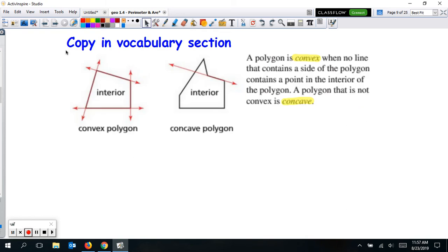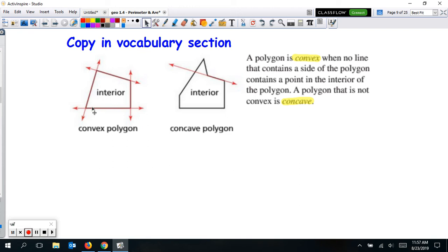Okay, our next part here is to copy this also in the vocabulary section. That's going to coincide with the vocabulary words of convex and concave. So it says here, a polygon is convex when no line that contains a side of the polygon contains a point in the interior of the polygon. A polygon that is not convex is concave.